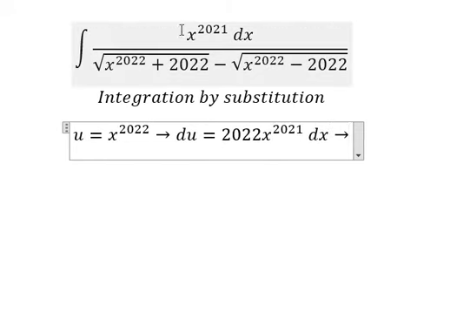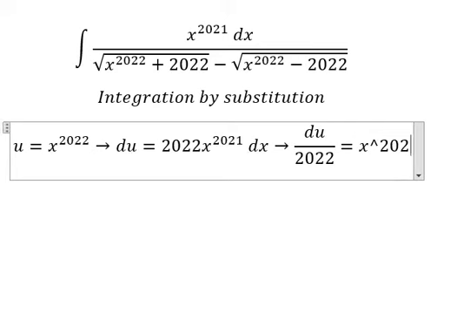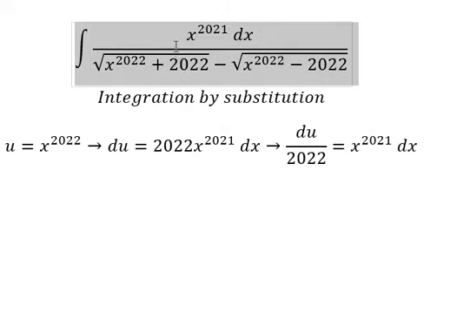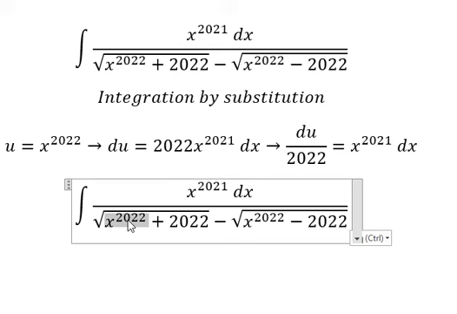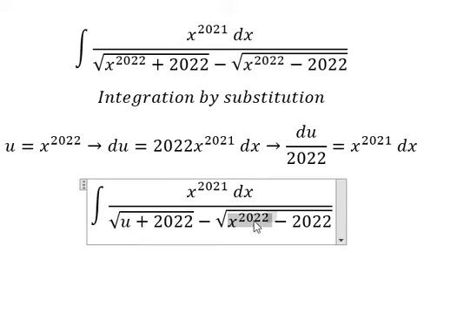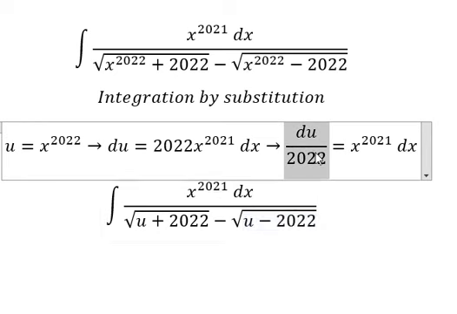Because we don't have 2022 in here, we need to divide both sides by 2022. So this one we change to u, and s to the power of 2021 ds we change to this one.